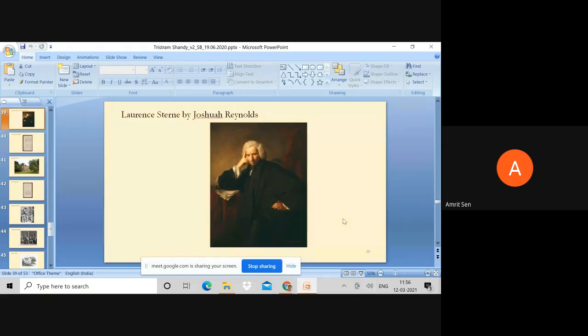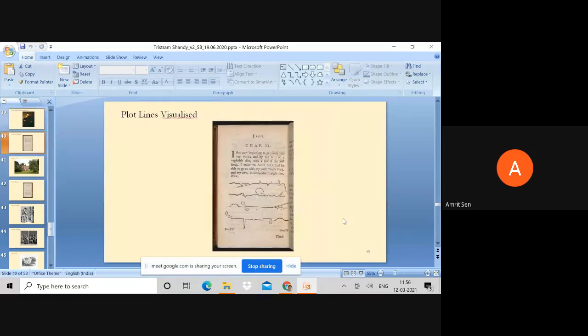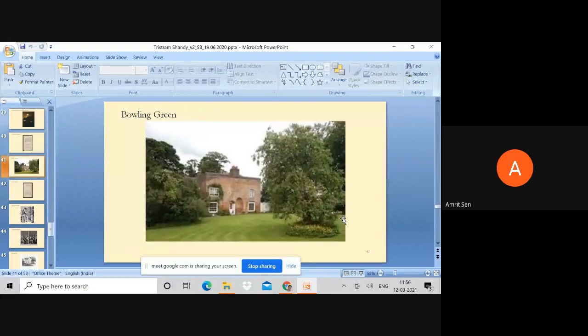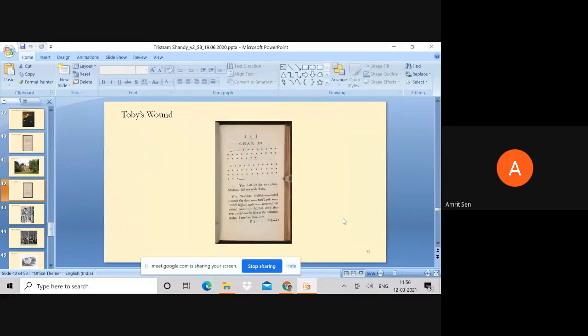Here's the man who we've all talked about. This is Laurence Sterne by Joshua Reynolds. This is the plot lines visualized, which I've already shown you. This, incidentally, is Shandy Hall. This is the backside of Shandy Hall, and that's the bowling green. So that's where Toby would have made miniature, earthen versions of his Siege of Namur and the battle formations. This is the use of the asterisk, which talks about Toby's wound, and the dash.